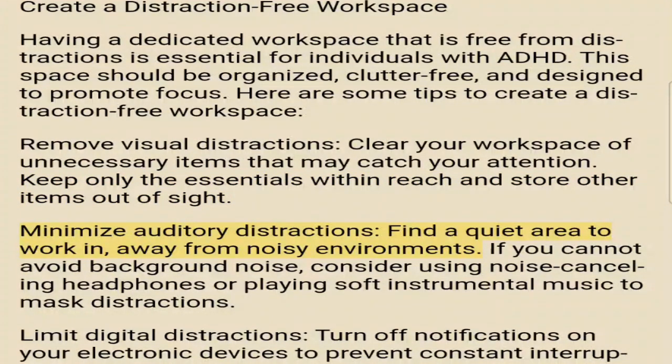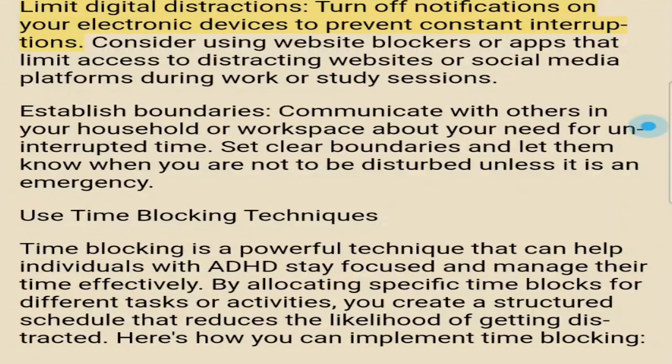Minimize auditory distractions. Find a quiet area to work in, away from noisy environments. If you cannot avoid background noise, consider using noise-canceling headphones or playing soft instrumental music to mask distractions. Limit digital distractions. Turn off notifications on your electronic devices to prevent constant interruptions. Consider using website blockers or apps that limit access to distracting websites or social media platforms during work or study sessions. Establish boundaries. Communicate with others in your household or workspace about your need for uninterrupted time. Set clear boundaries and let them know when you are not to be disturbed unless it is an emergency.